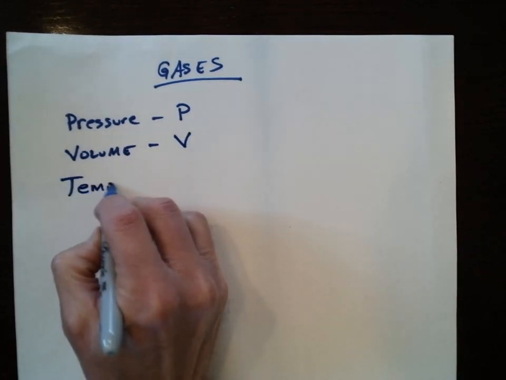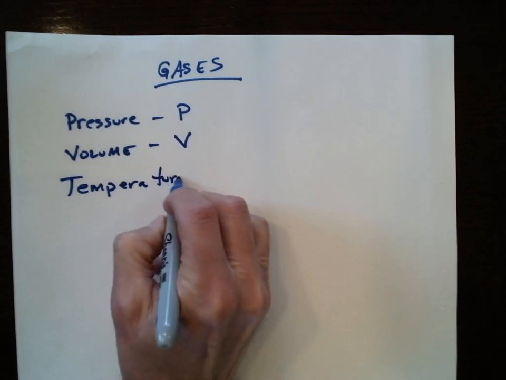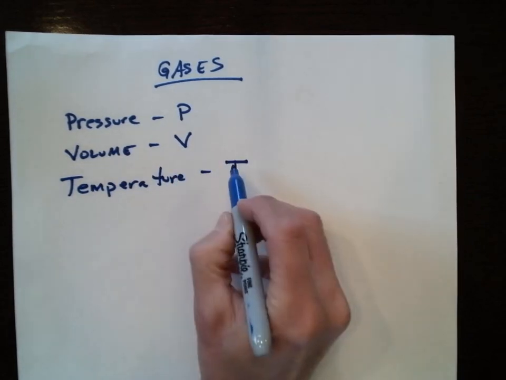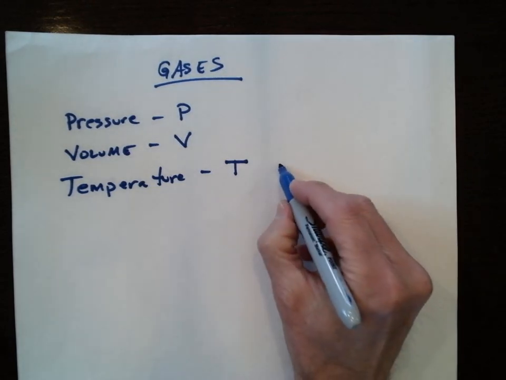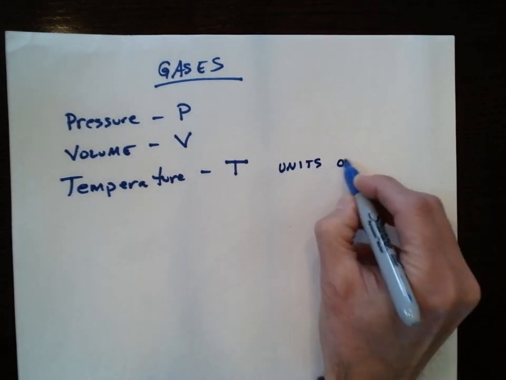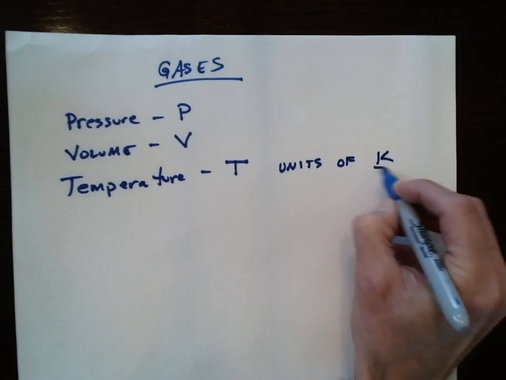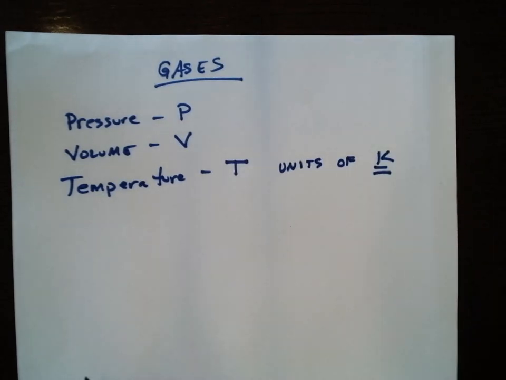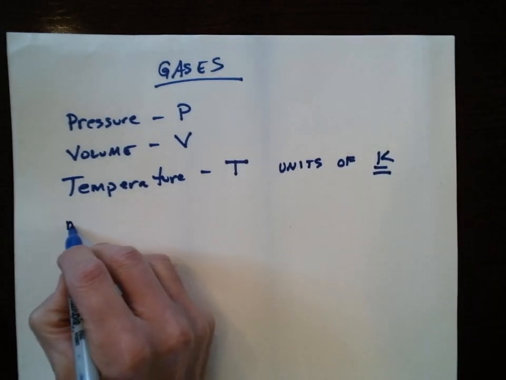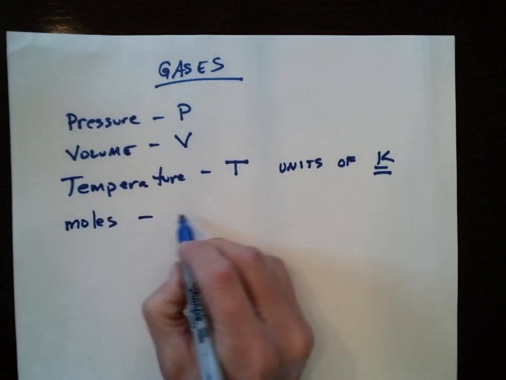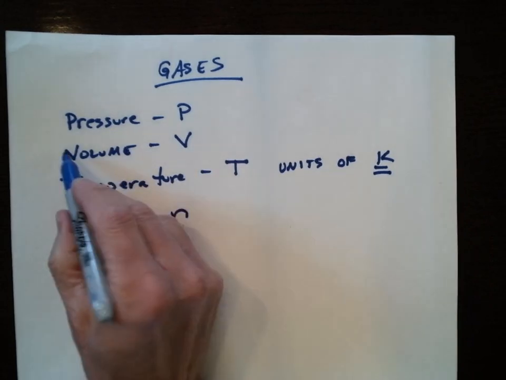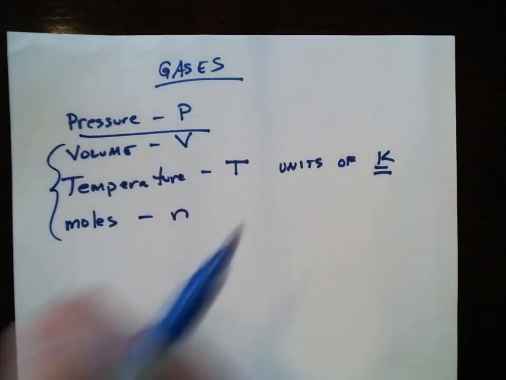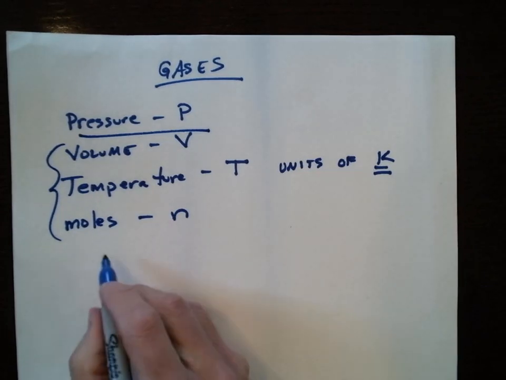Temperature, which we will symbolize with a capital T. And in this chapter, and anytime we're using the gas laws, we're going to make sure we use the units of Kelvin when we're using temperature. And then we have amount of gas or moles of gas, which is abbreviated with a little n. We've already covered these three. The new unit is pressure that we're going to discuss now.